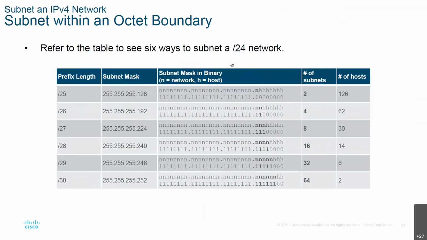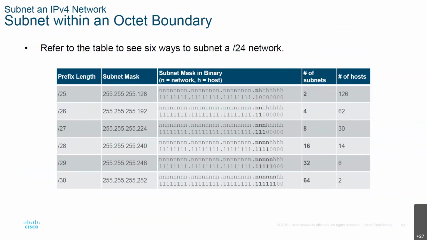We can also subnet a /24 network. If you have a /24 network, that means the network portion is 24 bits and the host portion is 8 bits. Now, this is very straightforward. If the host portion is 8 bits, how many devices? 2 to the power of 8 minus 2 is equal to 254 devices.